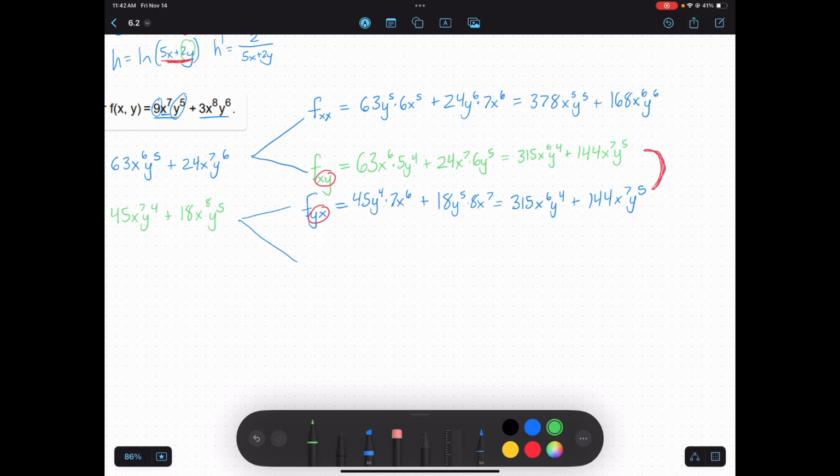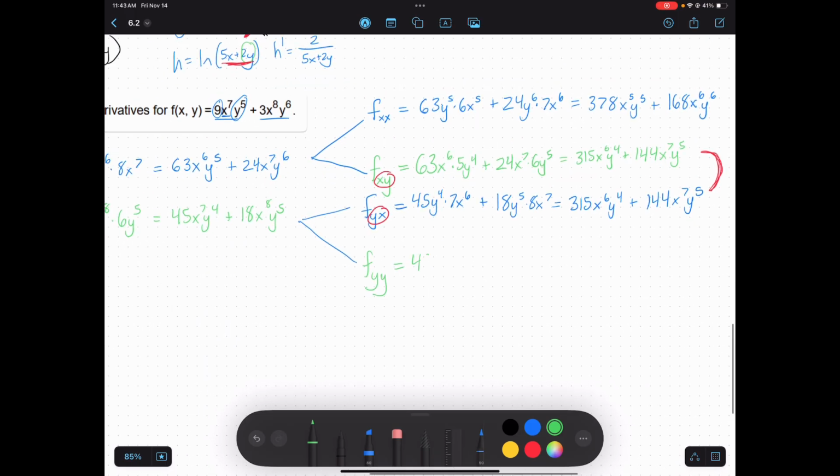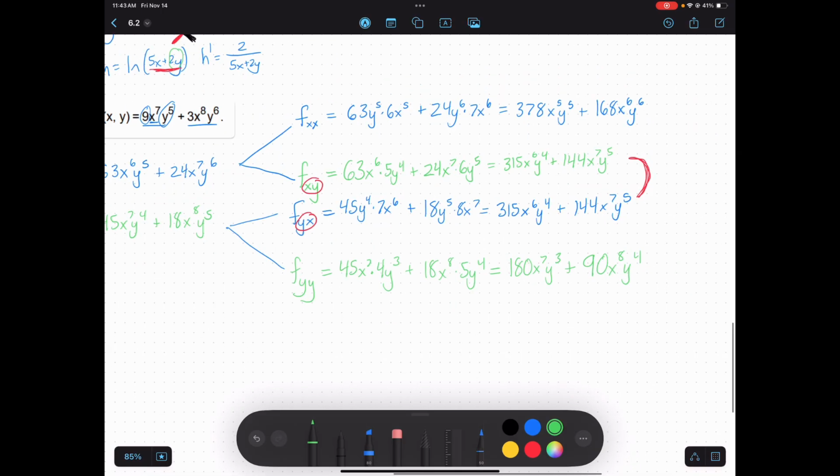Okay, but last, we need to take our partial derivative in terms of y and then take that derivative in terms of y again. So that means I'm going to keep the 45, keep the x to the 7th because those are constants, and then take the derivative of y to the 4th. So I get 4y cubed, and then same thing in the second piece. You get 180x to the 7th y cubed plus 90x to the 8th y to the 4th. And those are my 4 different second order derivatives.